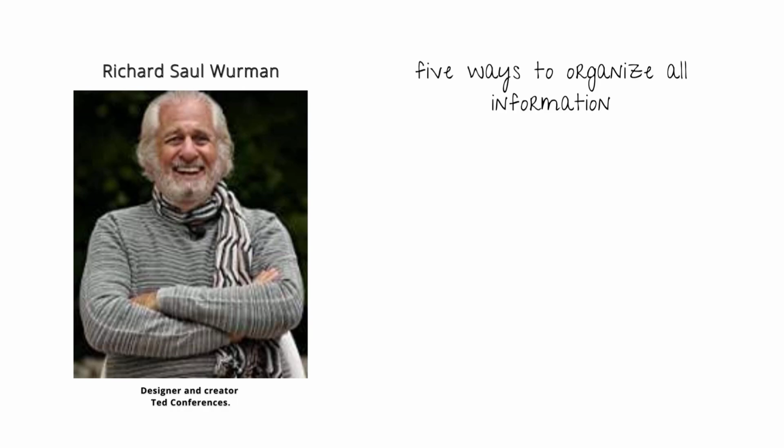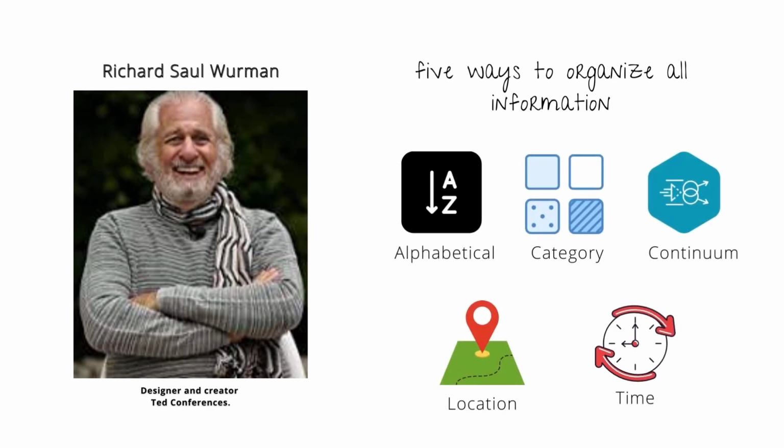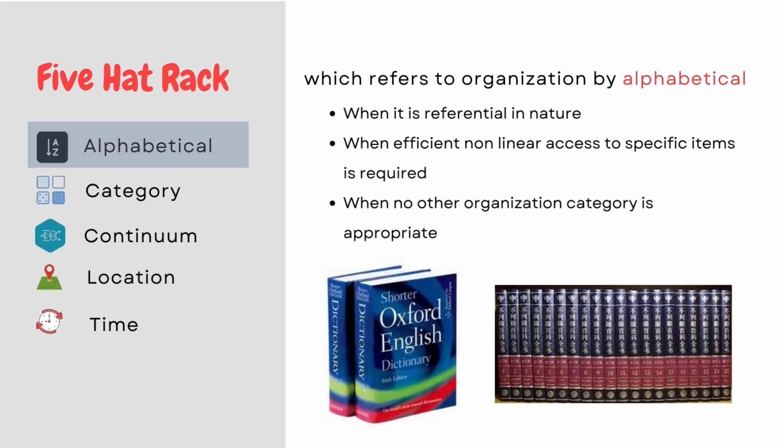The idea is that there are 5 ways to organize all information. They are alphabetical, categorical, continuum, location, and time. Alphabetical refers to organization by alphabetical sequence. Organize information alphabetically when it is referential in nature, when efficient nonlinear access to specific items is required, or when no other organizing strategy is appropriate. Entries in dictionaries and encyclopedias are usually organized alphabetically.